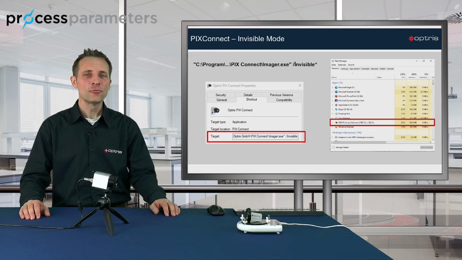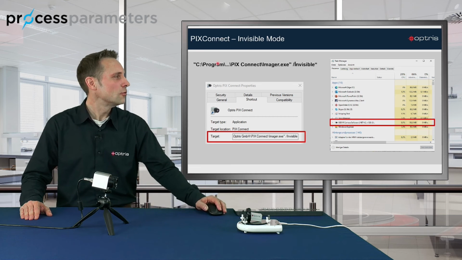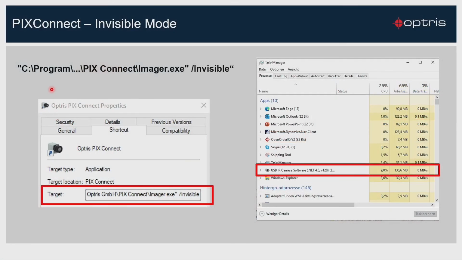As I told you before, you have to run the software PIX Connect all the time in the background. There's no need to start the software PIX Connect in the visible mode. You can also start the software in the invisible mode. To do this, you go to the icon of the Optris PIX Connect software and you click with the right mouse button on the menu Properties. Here you can enter the command line which starts the software in the invisible mode. Here you can see the command line with the program imager.exe and then a blank, slash and the word invisible. You can see in the task manager of your Windows system that the software has already started, but you do not see the software on the screen and in the task line.